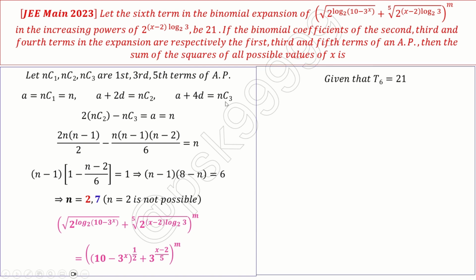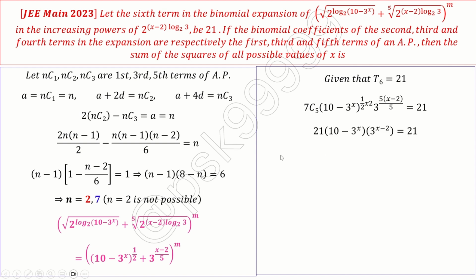Now, what is my T6? T6 is given as 21. Correct? What is my T6 from this one? T6 is nothing but 7C5, 10 minus 3 to the power of x, whole to the power of 1 by 2 into 7 minus 5, which is 2, times 3 to the power of x by 2 to the power of x minus 2 by 5 into 5, whole to the power of 5, which is 21.